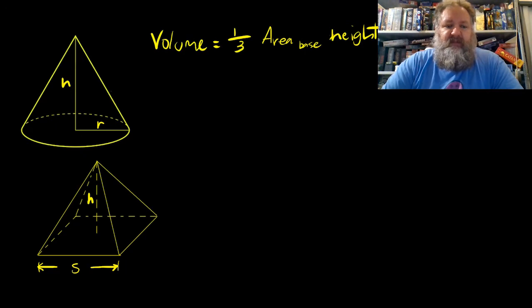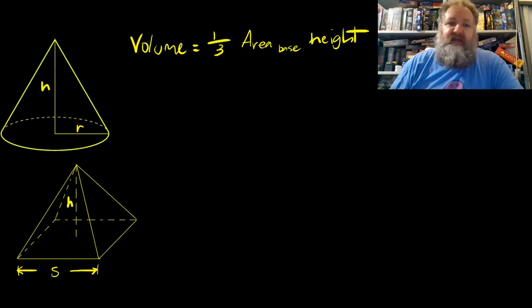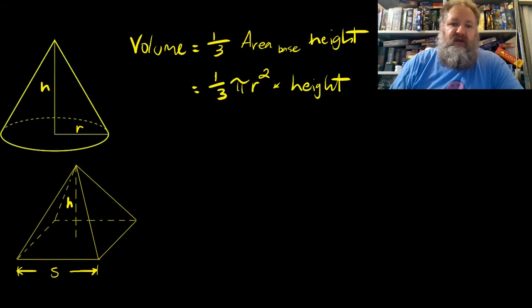Okay, so I can't really go into why it's a third. That's kind of beyond what our scope is, but that's what the formula is. It is 1/3 multiplied by the area of the base multiplied by the height. So when it all comes down to it, for a cone, it'll be 1/3 pi r squared times the height.